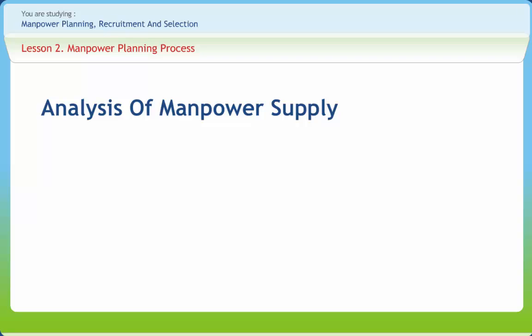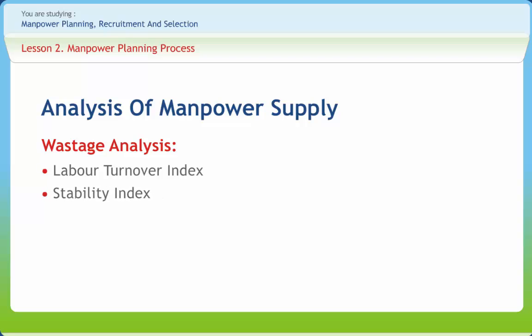Analysis of manpower supply at the enterprise level is also done using some quantitative techniques for accurate manpower planning. Wastage is severance from the organization, which includes voluntary retirement, normal retirement, resignations, deaths, and dismissals. Marginal recruitment decisions without wastage analysis may lead to inaccuracies in manpower planning. Labor turnover index indicates the number of leavers as a percentage of the average number of employees. Stability index indicates stable workforce percentage for a given period.